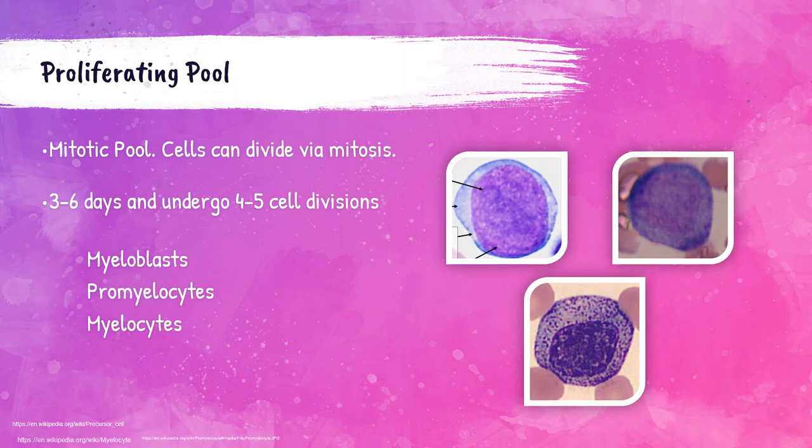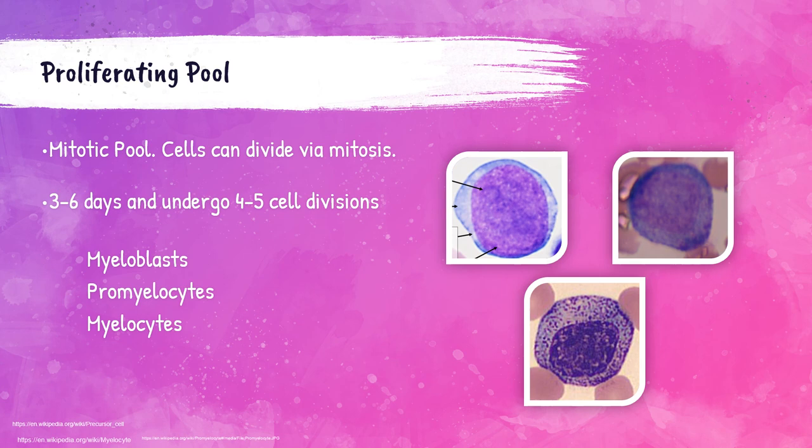Recall that the bone marrow has a proliferating pool, a maturation pool, and a storage pool. The proliferating pool is where proliferation happens. So this means when cells are dividing via mitosis, usually undergoing 4 to 5 total cell divisions over a 3 to 6 day period. In this pool are the myeloblasts, promyelocytes, and myelocytes.